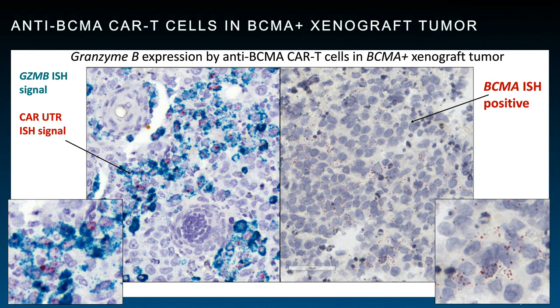And the granzyme B is indicated in green, which shows that in presence of the BCMA antigen, the CAR T cells are indeed engaging and are active and are secreting granzyme B. And this is great because this is exactly what you want. You want the CAR T cells to engage in the presence of the antigen, and that is exactly what we observed.